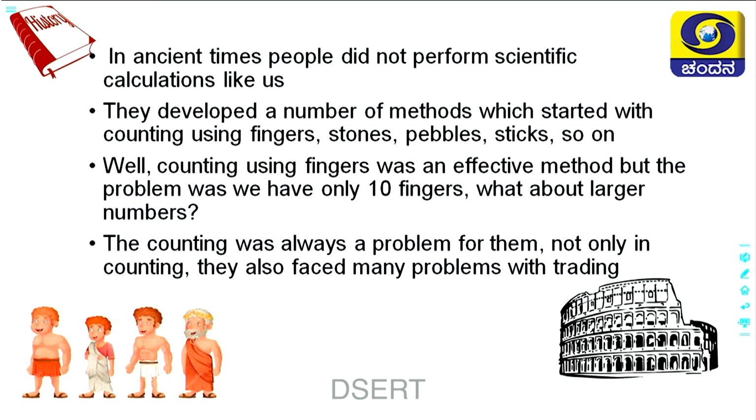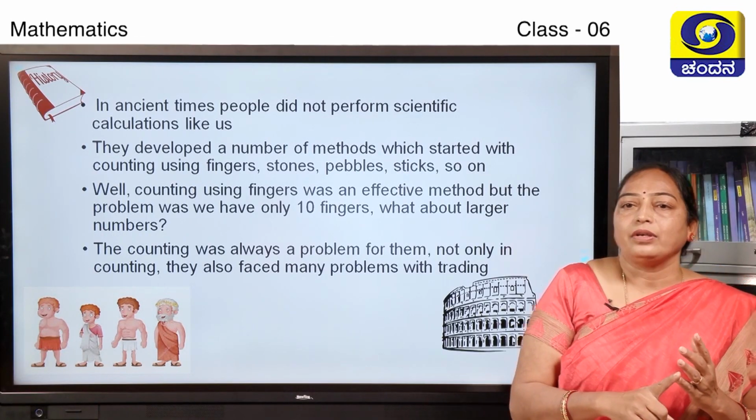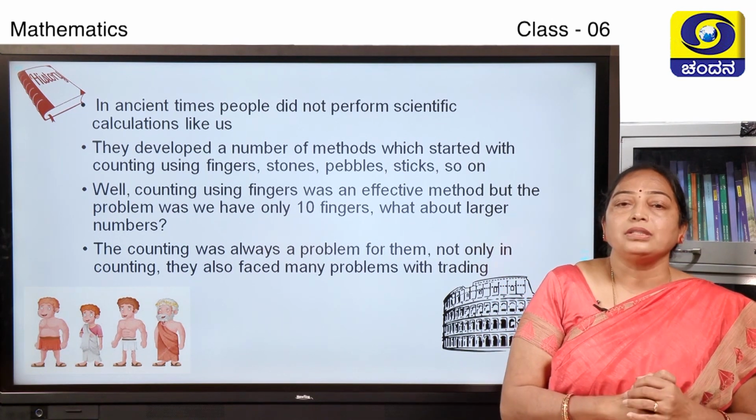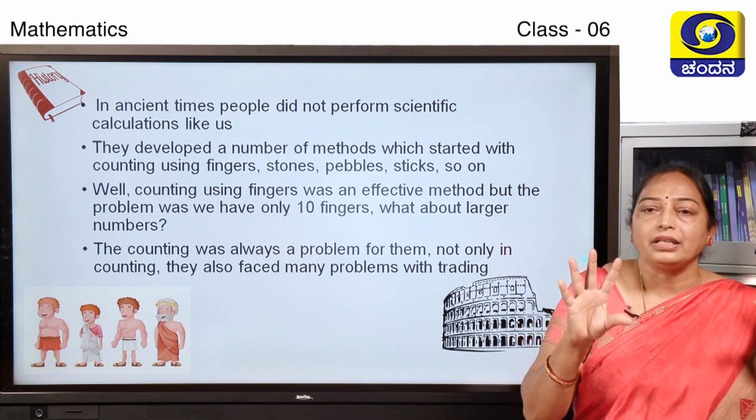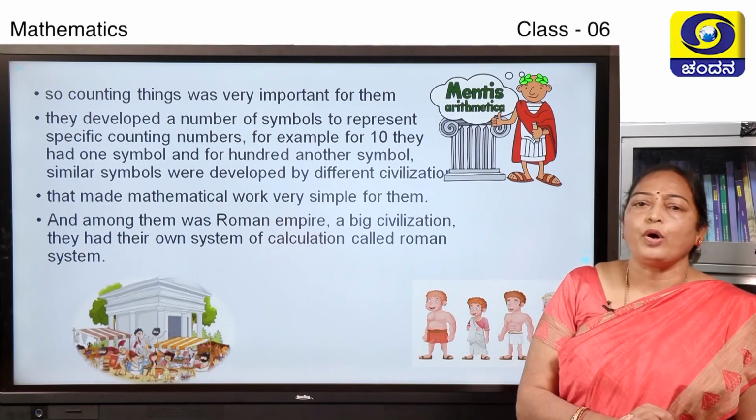Let us look at the history of some numerals. In ancient times, people did not perform scientific calculations like us. They developed a number of methods which started with counting using fingers, stones, pebbles, sticks and so on. Counting using fingers was an effective method, but the problem was we have only 10 fingers. What about larger numbers? The counting was always a problem for them. Not only in counting, they also faced many problems in trading. So, counting things was very important for them.